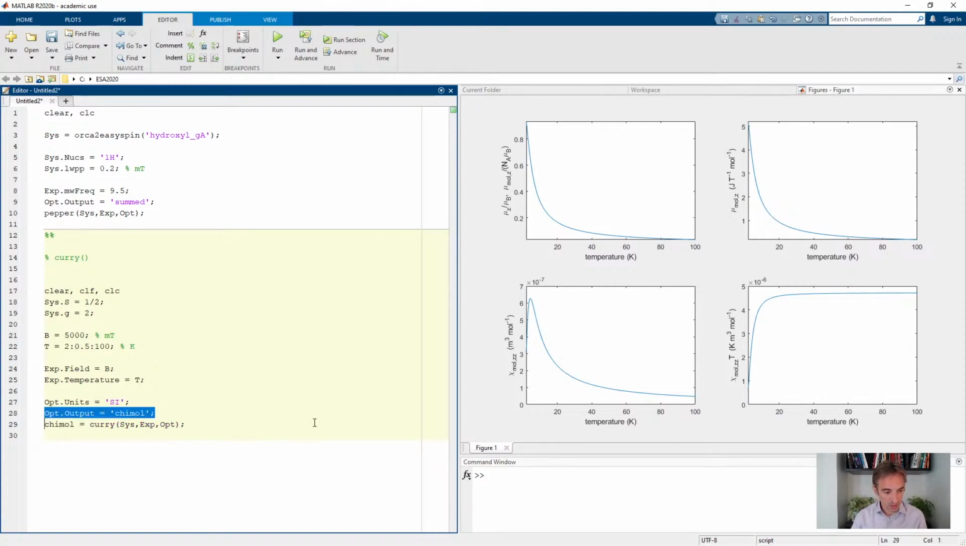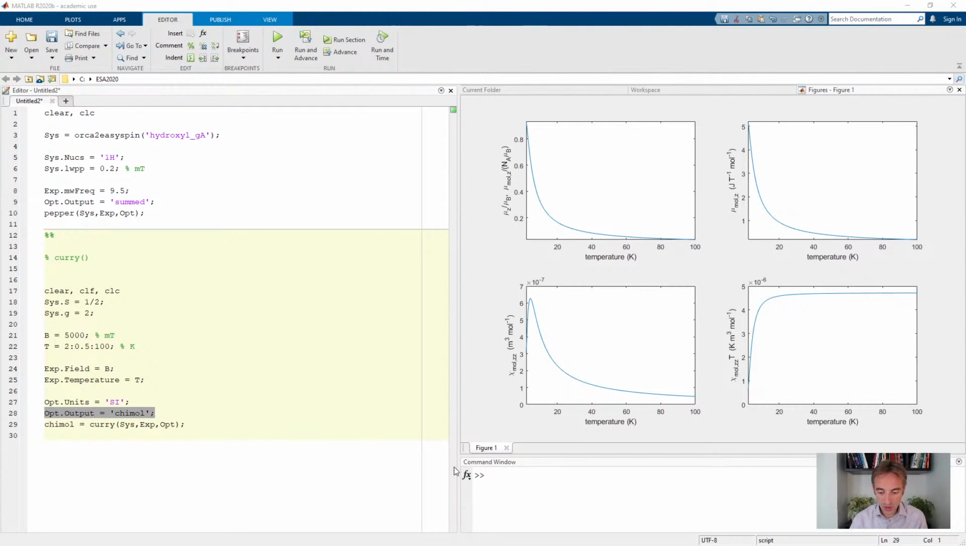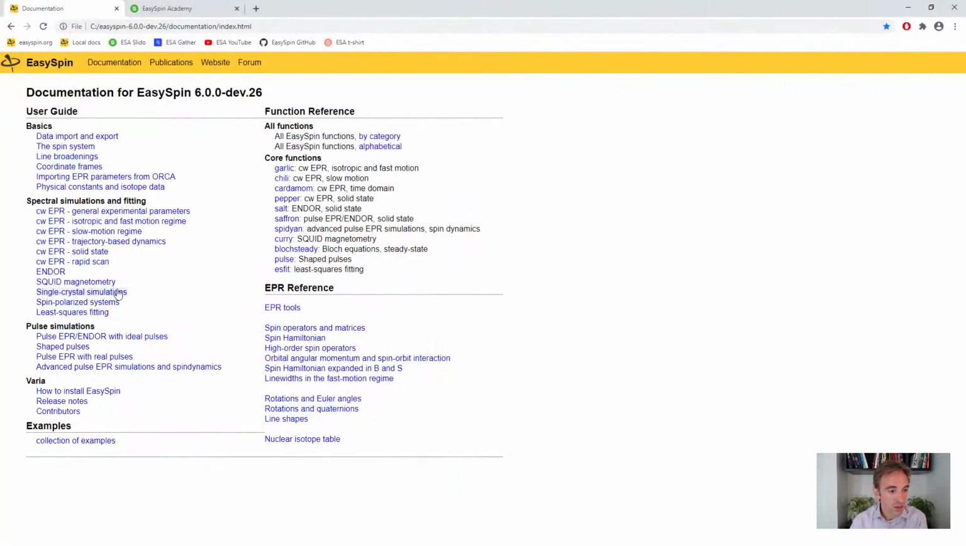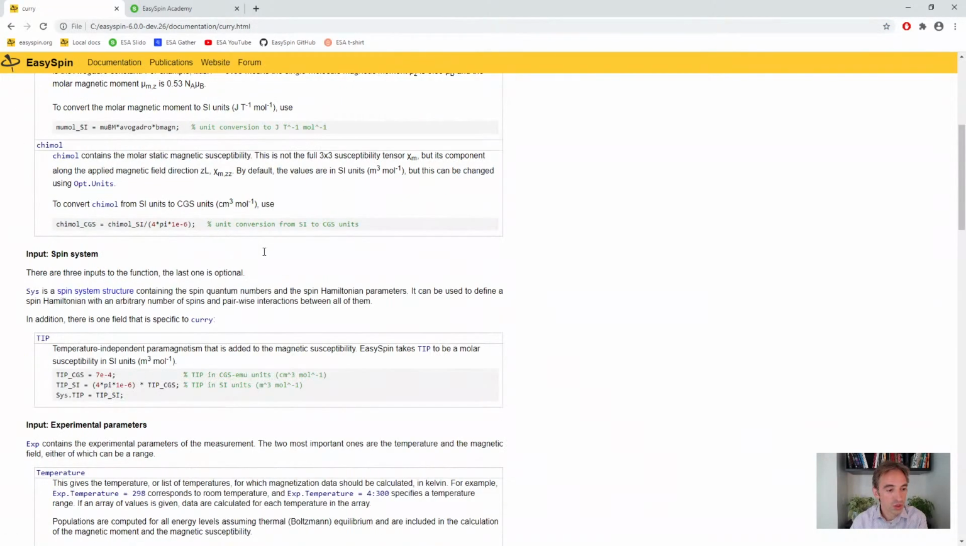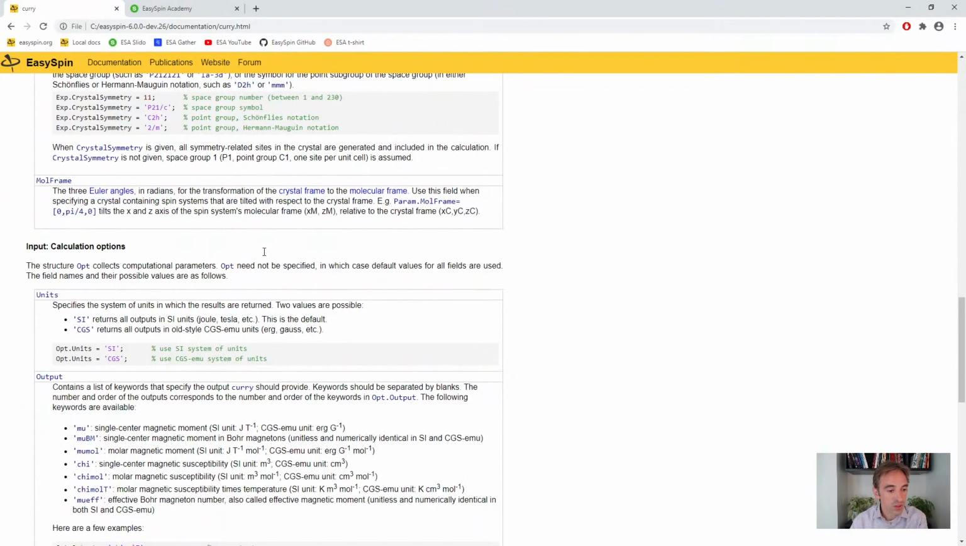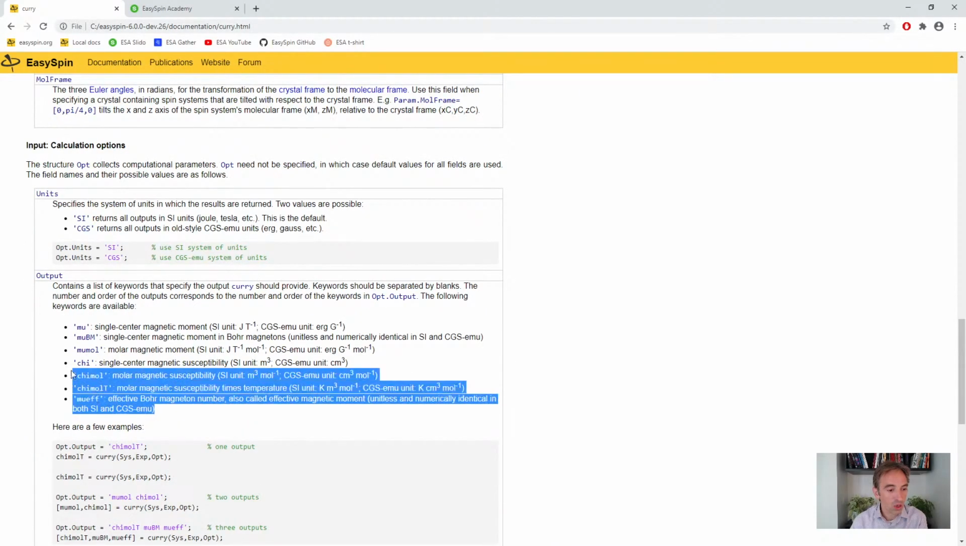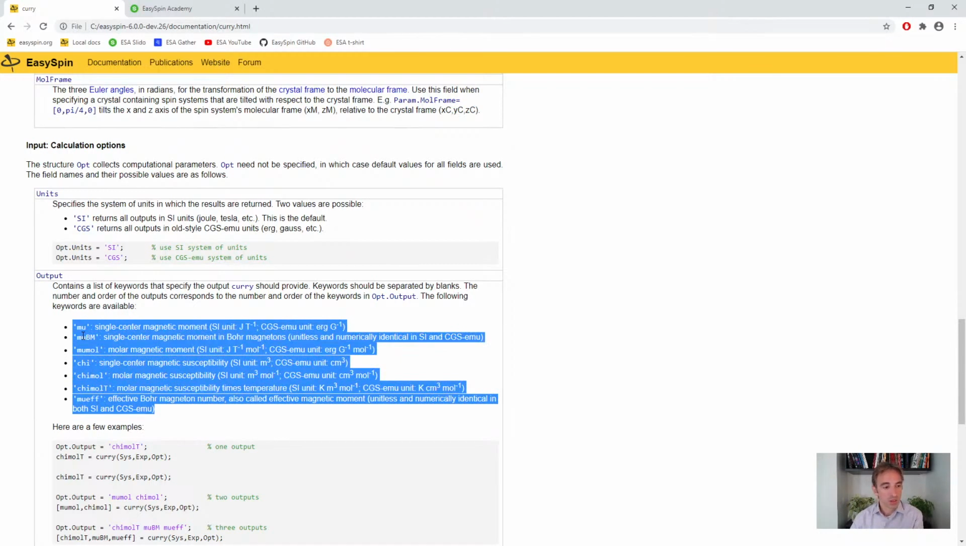And maybe I should briefly show the documentation here. There is a user guide on SQUID magnetometry, and then there is the reference for the Curie function. If you look at the Curie function reference page, in the input options, you can see all the various quantities that Curie can calculate. Single center and molar, magnetic moments, and susceptibilities, basically.